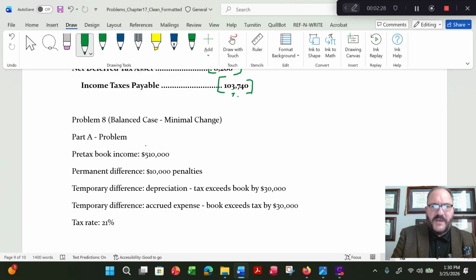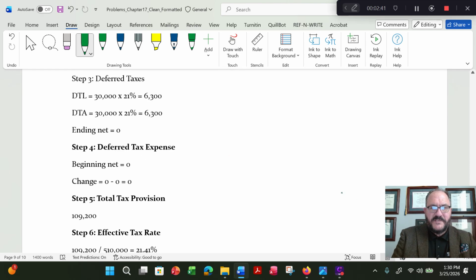Pre-tax book income, $510,000. We have penalties, so we're going to subtract that. We have depreciation, we're going to subtract that because tax exceeds book. So we're going to wind up adding that back in. 21% interest.